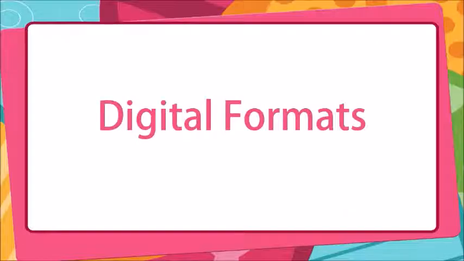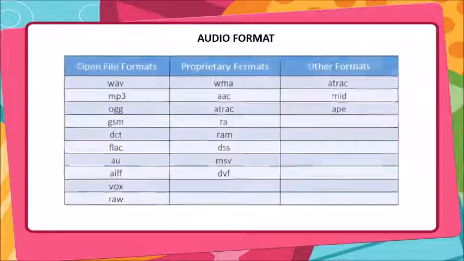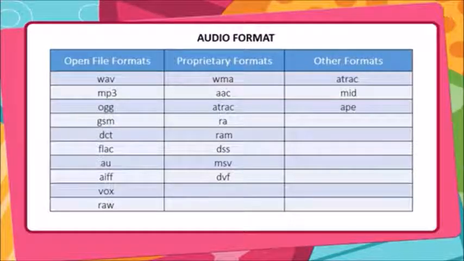And last part, we will have the different digital formats. Number one, the audio format. We have two categories: open file formats and proprietary formats. Open file formats include WAV, MP3, OGG, GSM, DCT, FLAC, AU, AIFF, VOX, and RAW. Proprietary formats, we have WMA, AAC, ATRAC, RA, RAM, DSS, MSV, DVF. And other formats, we have ATRAC, MID, and APE.